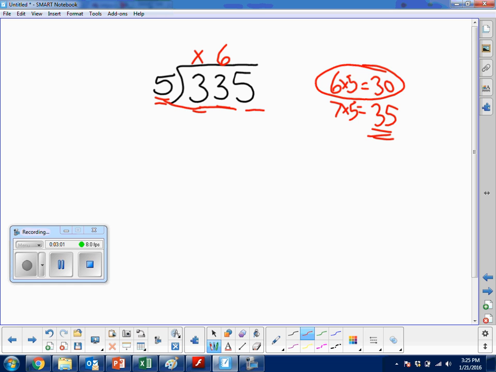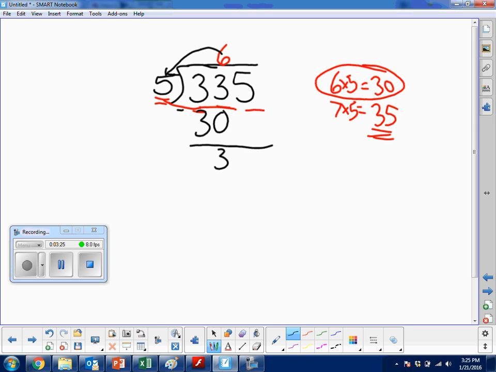Now, watch what I do here. I'll go ahead and erase this right here. I'm going to put the 30 right down there. Where did I get 30? I multiplied 6 times 5. I want to see what my difference is right here, so I'm going to subtract it. 33 minus 30 equals 3.